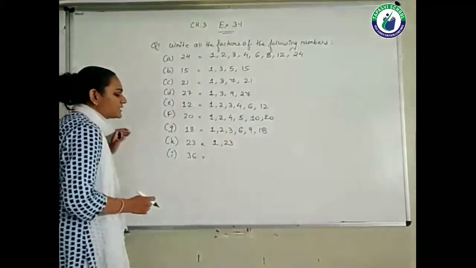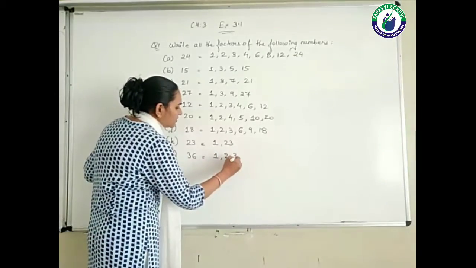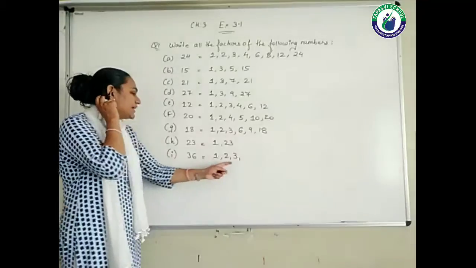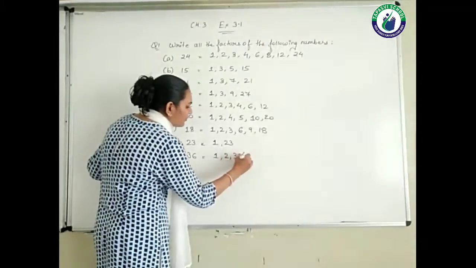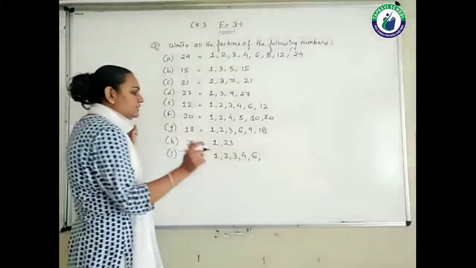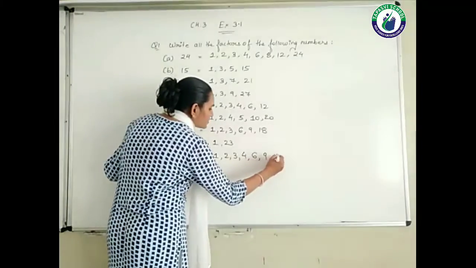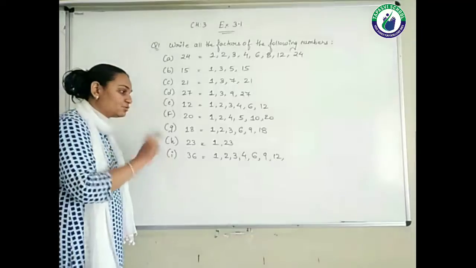Next one is 36. 36 is divisible by 1, 2, 3. That means 36 is coming in the table of 3. 36 also comes in the table of 4, students. 36 also comes in the table of 6. 36 comes in the table of 9 also. Then 12 also. It comes in the table of 18 also. 18 2s are 36.